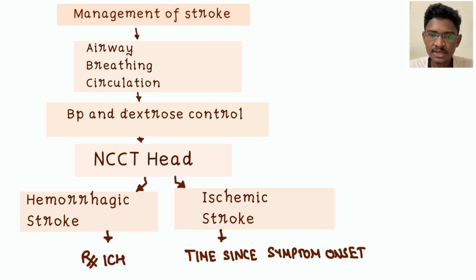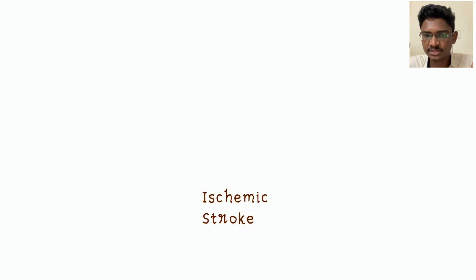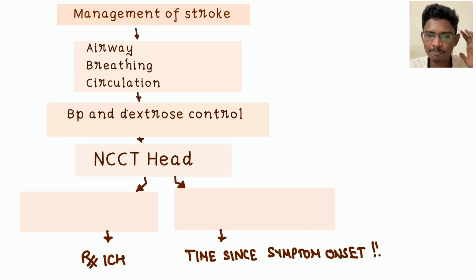CT scan. CT scan you are going to do within 20 minutes. Then you are going to decide whether it's hemorrhage. Then you are going to manage as hemorrhagic stroke. If it is ischemia, then you are going to depend on the time of onset, from what time the symptoms are manifested. We are going to manage with this kind of pathways.